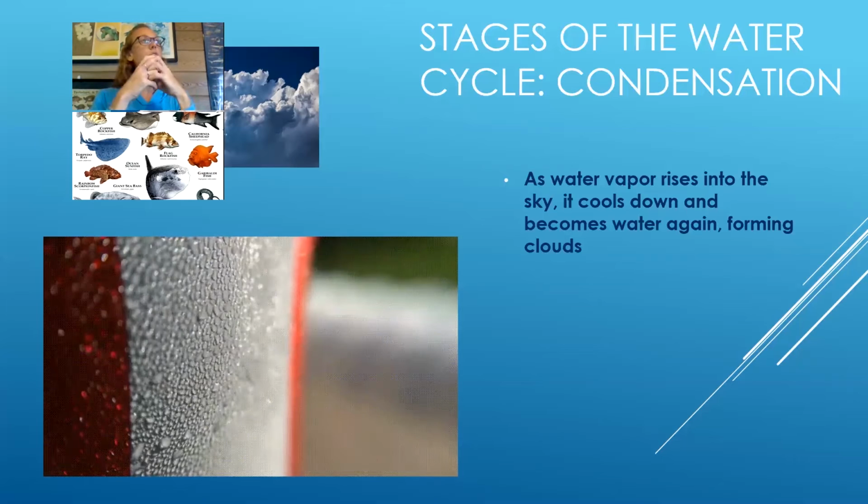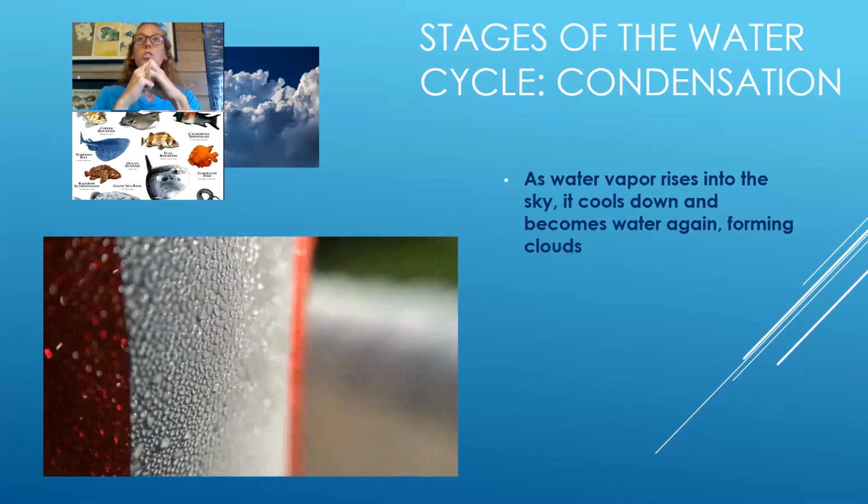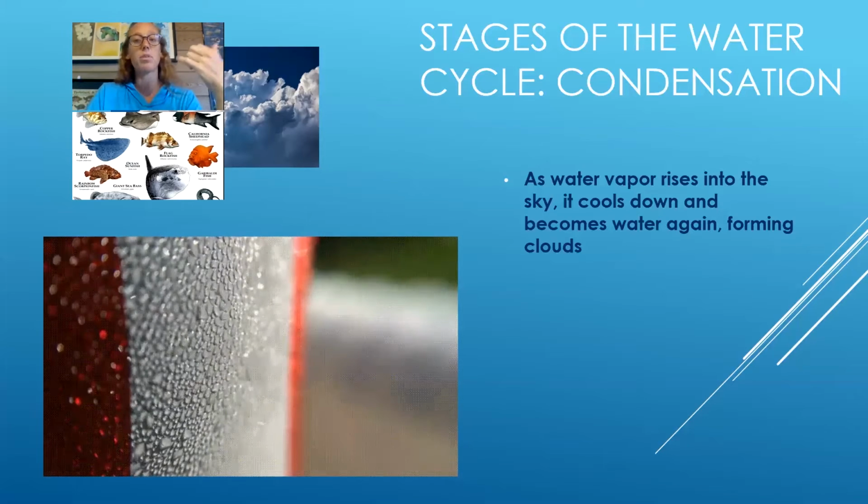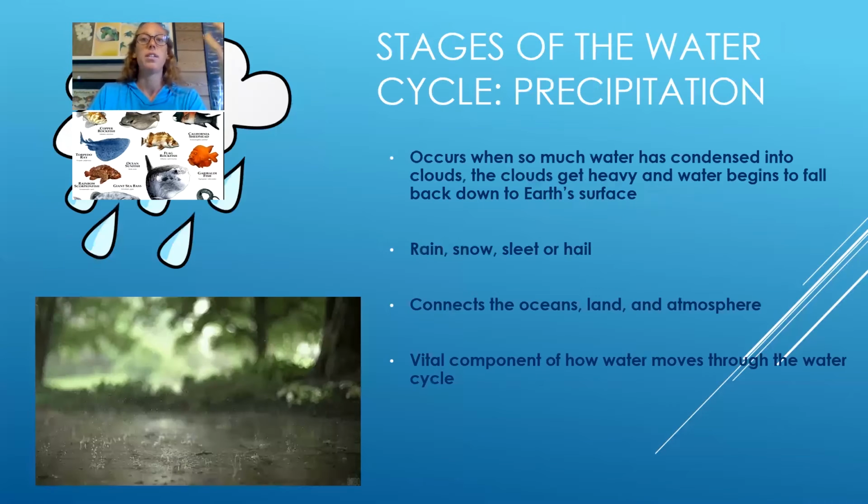Once the clouds are so heavy, with so many water droplets hanging out in there because of the water vapor cooling, it begins to rain, or precipitate, we'll say. So precipitation is what happens when there's so much in those clouds, it gets so heavy, the water begins to fall back down to Earth. And there are a couple different types of precipitation: rain, snow, sleet, or hail.